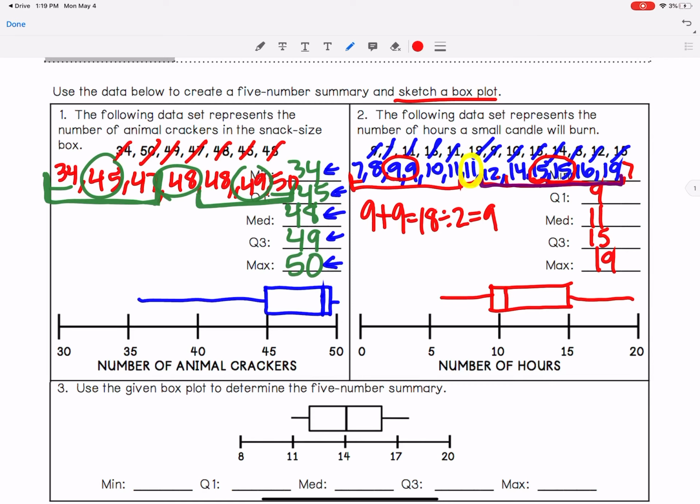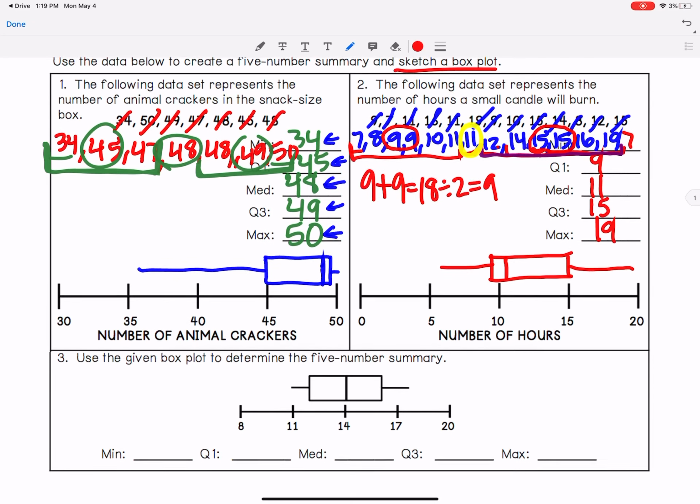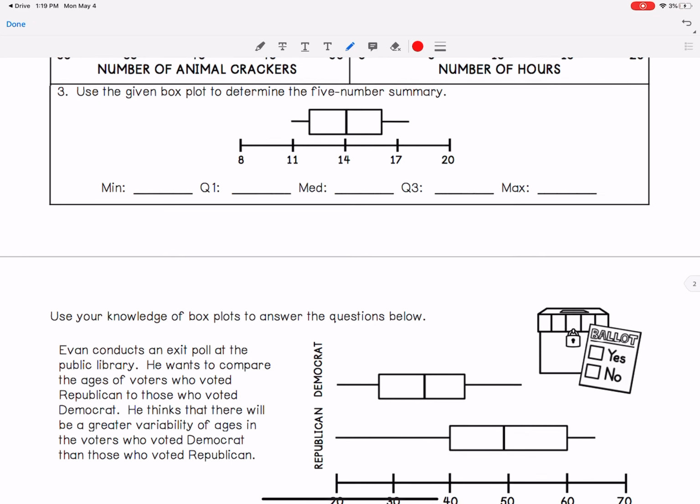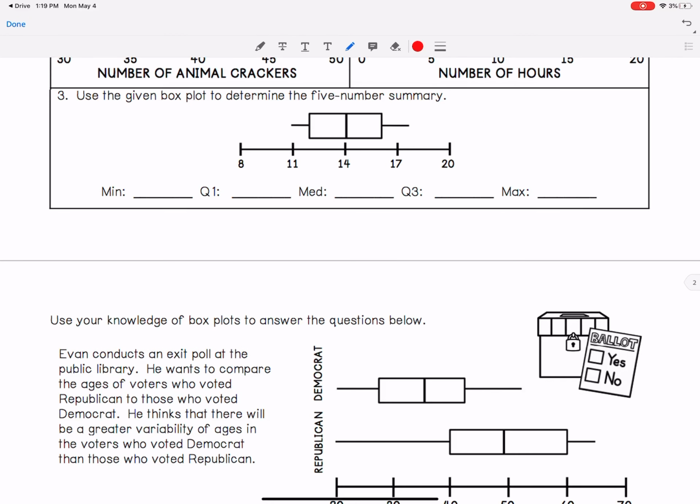All right, now I know that this picture isn't perfect, but it's close enough. It'll do. We kind of have to estimate because the numbers aren't exact on our number lines. All right, question number 3. Use the given box plot to determine the 5-number summary.